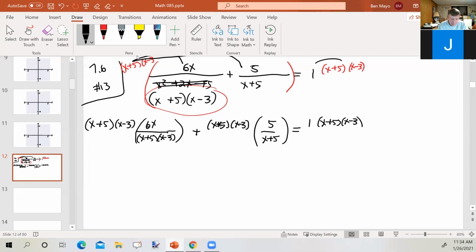Now simplifying each product, this and this reduce down to 1 over 1, and I have 6x plus, the x plus 5 and the x plus 5 reduce out, 5 times the quantity x minus 3. And over here, 1 times x plus 5 times x minus 3 is going to be x plus 5 times x minus 3. So now I've cleared the fractions. Any questions before I continue?